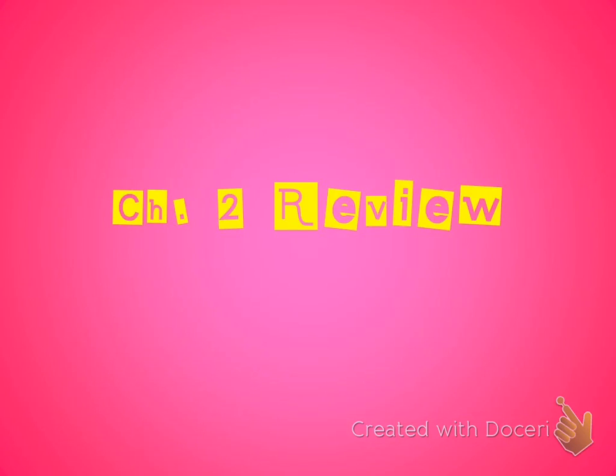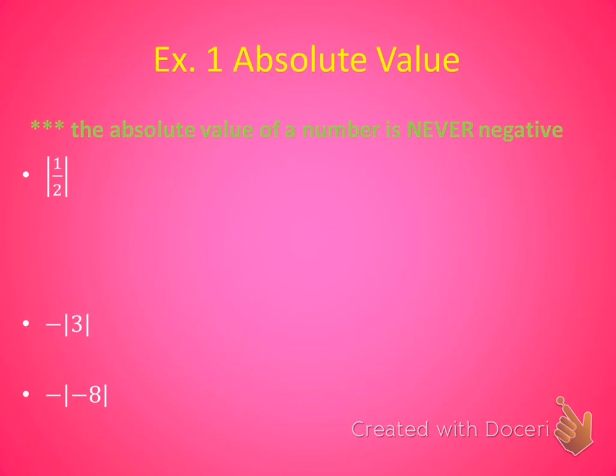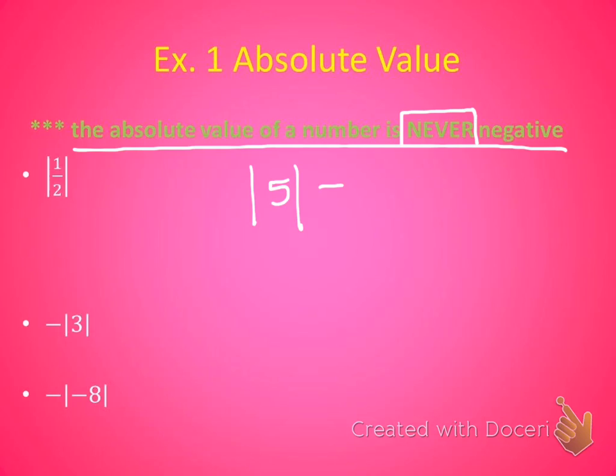Okay, Chapter 2 review. The first thing that we are going to review is absolute value. And like it says right here, the absolute value of a number is never negative. So the absolute value of 5 is 5. The absolute value of -5 is also 5. So you always look at the number, no matter what the sign is, and that's always your absolute value, and it's going to be a positive.